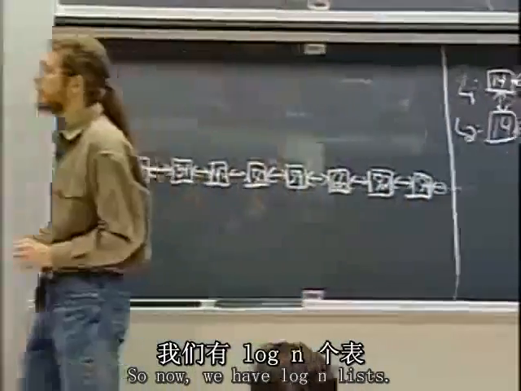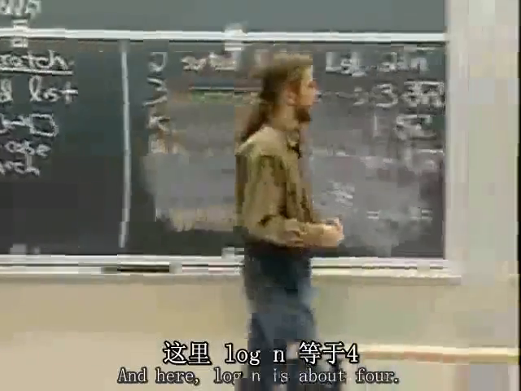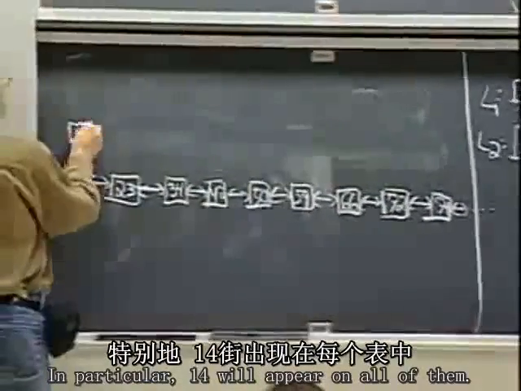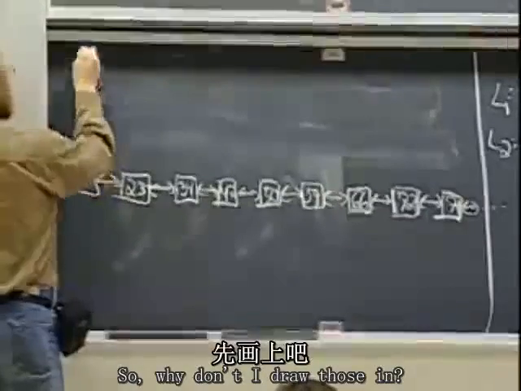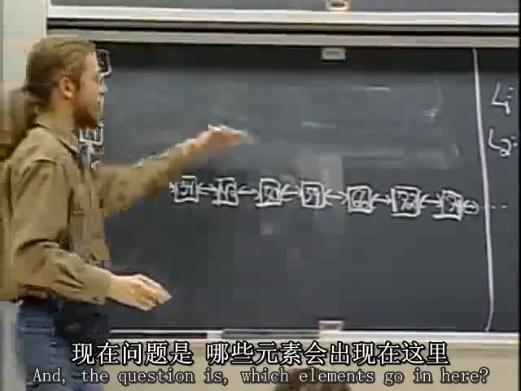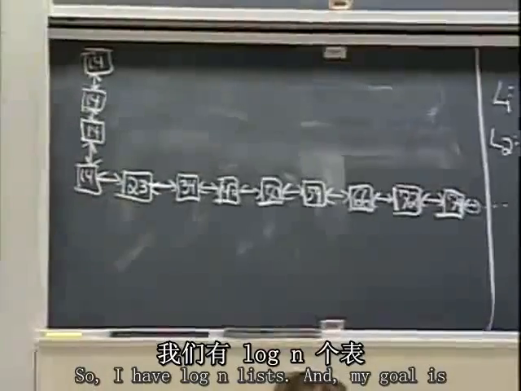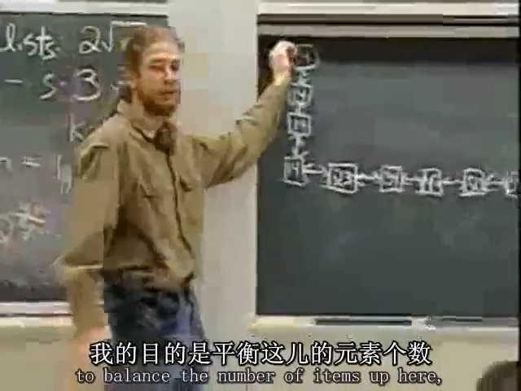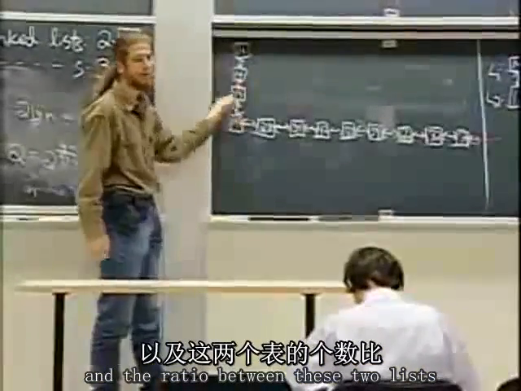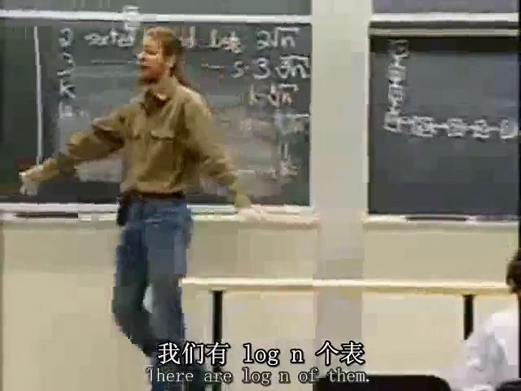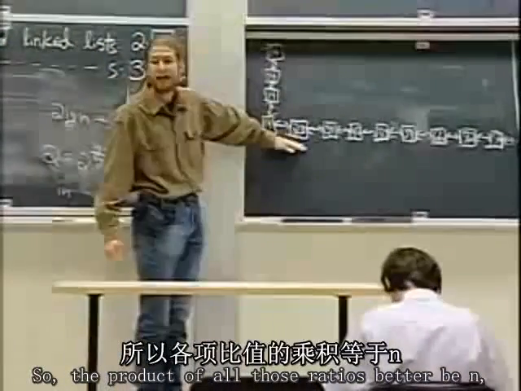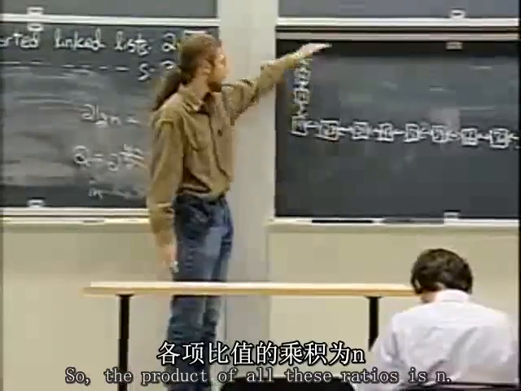So now, we have log n lists, and here log n is about 4. So I want to make a bunch of lists here. In particular, 14 will appear in all of them. So why don't I draw those in? And the question is, which elements go in here? So I have log n lists, and my goal is to balance the number of items up here, and the ratio between these 2 lists, and the ratio between these 2 lists, and the ratio between these 2 lists. I want all those things to be balanced. There are log n of them. So the product of all those ratios better be n, the number of elements down here.